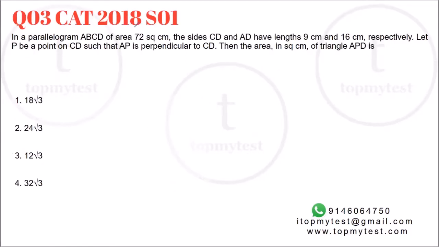The third one is from CAT 2018, slot 1. It says in a parallelogram ABCD of area 72, the sides CD and AD have lengths 9 and 16 respectively. Let P be a point on CD such that AP is perpendicular to CD. Then the area in square centimeter of APD is how much? Okay, so you have something perpendicular to CD.